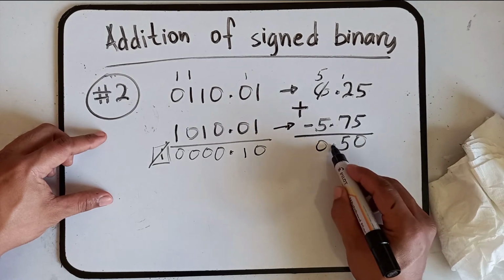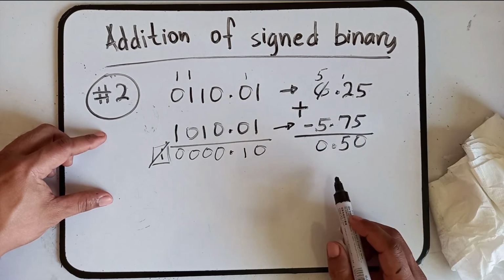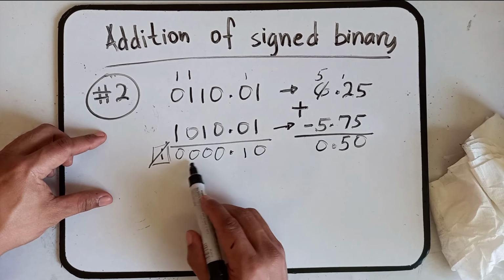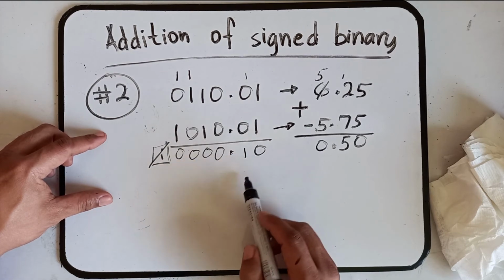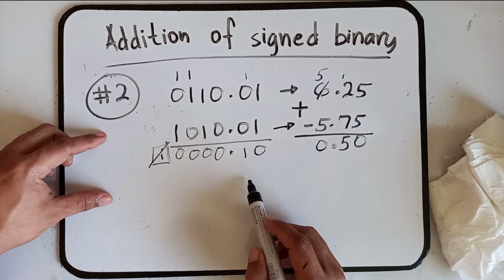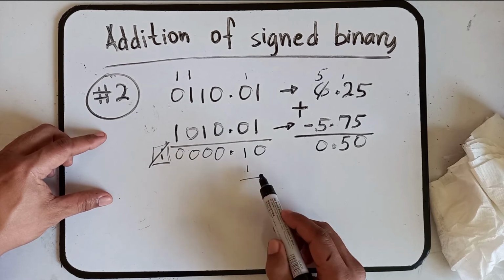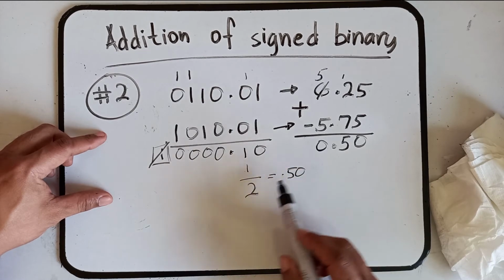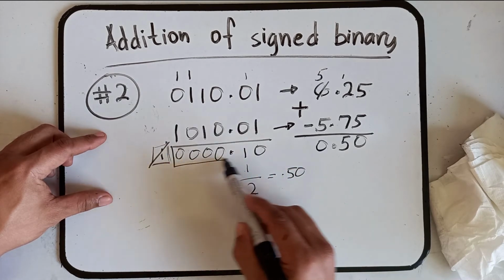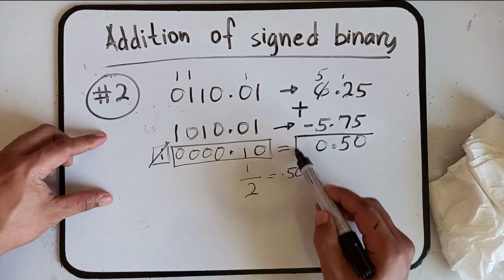this is positive 0.50, which is equivalent to this one. So this is 50 because the value of 1 here is 1 half. And 1 divide 2, 1 half, no? 1 divide 2, that is 0.5. So that is why this one here is equal to this.